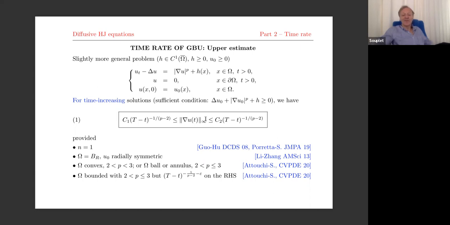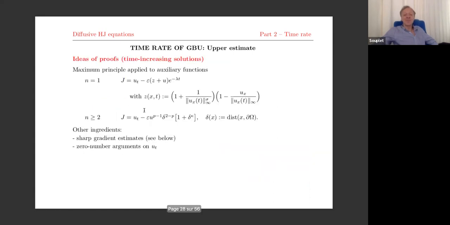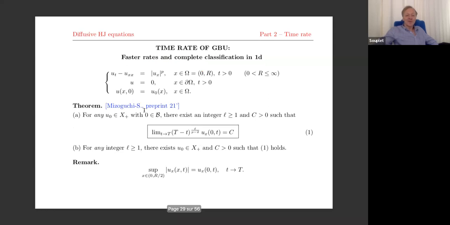Now, this is of course only for time increasing solutions, and like in the case of the Fujita equation, the time increasing assumption introduces a lot of rigidity in the problem. Here it is the same, and if you relax this assumption, then you have all kinds of possible more singular rates. I skipped the proof because I don't have time.